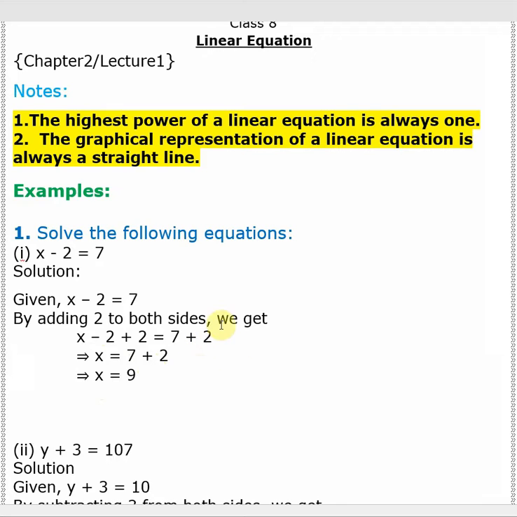Now many of you will say, sir, I can bring this minus 2 over to this side. Yes, definitely you can do that. You can change the position of this minus 2, bring it to the right side, and make it 9 directly. That is also doable.